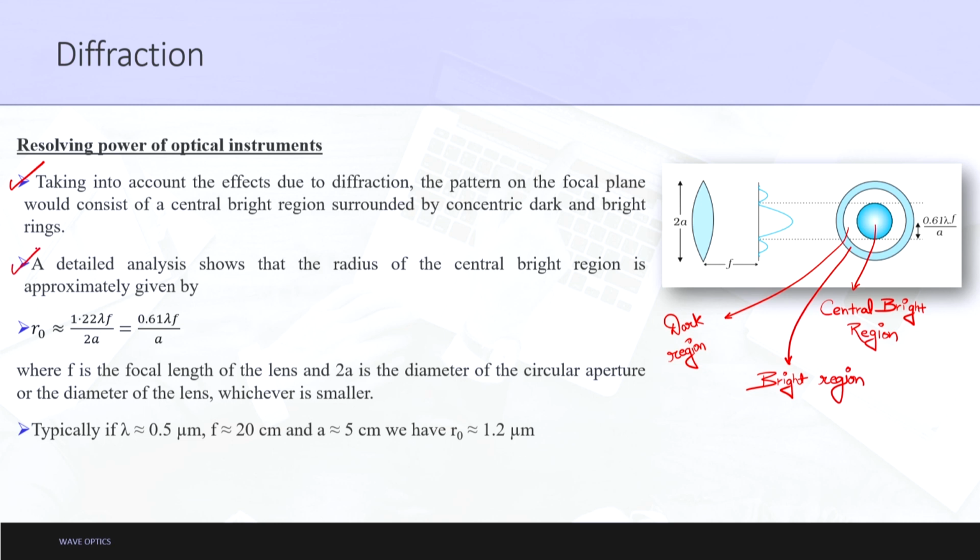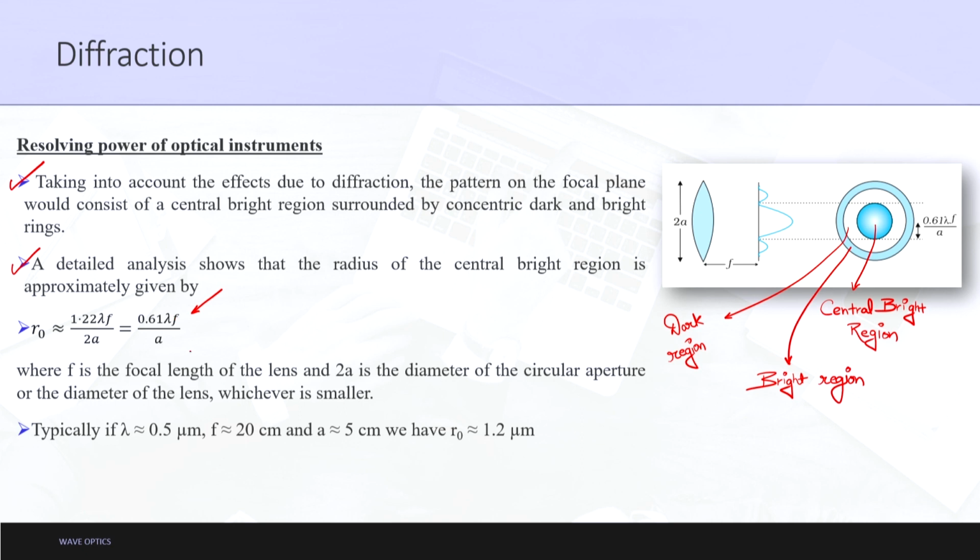Now this is just the memorization part; the complete theory or procedure to get this value is not in your syllabus. You just need to remember this formula. The radius of the central bright region is 1.22 lambda f upon 2a, or dividing 1.22 by 2, 0.61 lambda f by a.